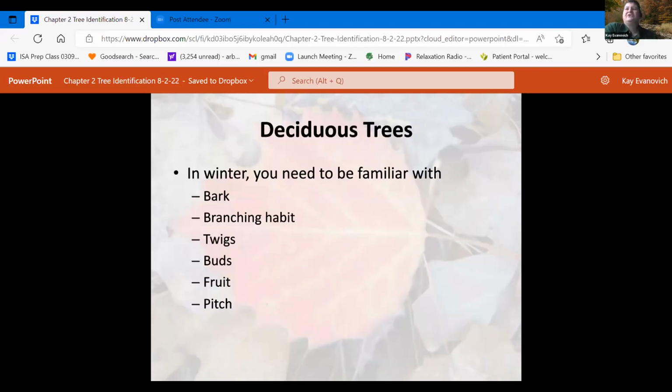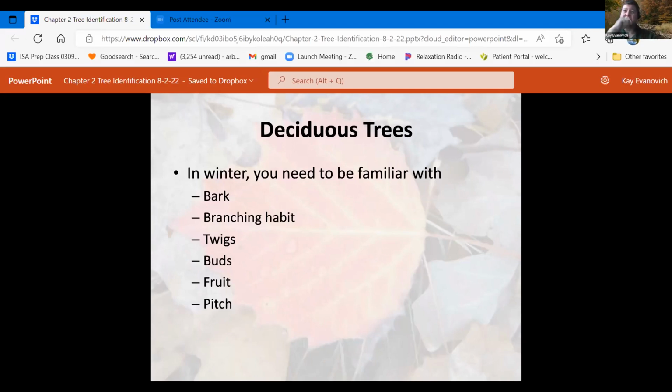All right, a deciduous tree in winter, you're going to need to be familiar with what? Well, you're not going to have leaves. So unless you can find them on the ground, but hey, they blow around. That could be from other trees too. So it's not always going to help you with the leaves, but the bark is always going to be there. The branching habit, how it grows branches, is going to be there. Your twigs are going to be there. The buds or bud scars are going to be there on that stem. The fruit may be there, right? You may still have some fruit hanging around. And the pitch inside that twig is going to be there. So those things help you ID a deciduous tree in the winter.